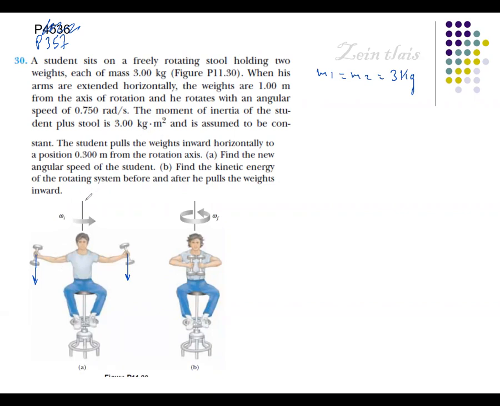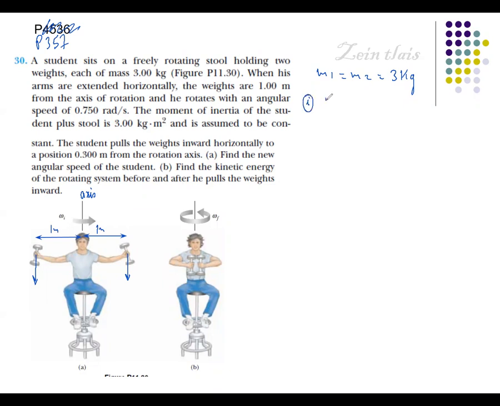Initially, we have the axis here, and a rotation, clockwise or anti-clockwise. M1 and M2 are initially at a distance of 1 meter from the axis. Here we have 1 and 1.